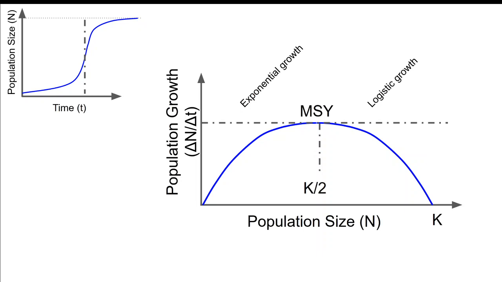So in general, we see the maximum sustained yield in a basic population model like this at half of carrying capacity. That's where we're adding the most number of individuals per time step, and that's where we could take the most individuals per time step without threatening that population.